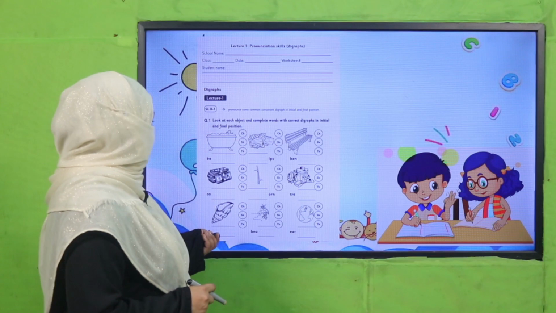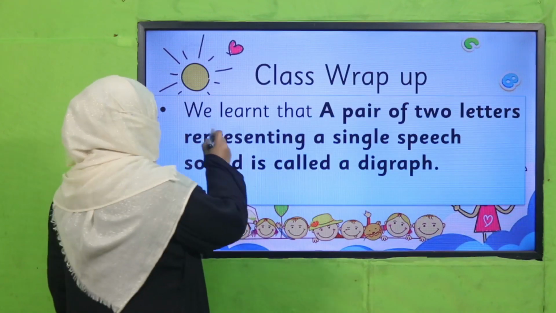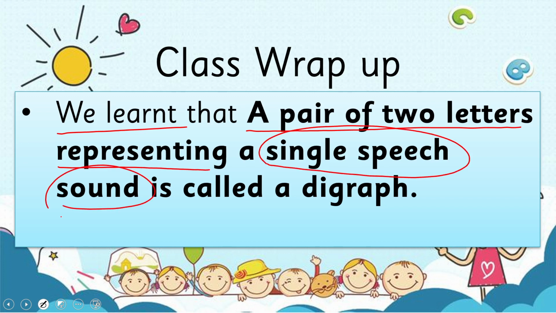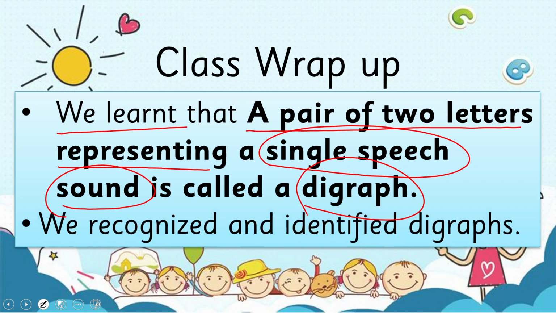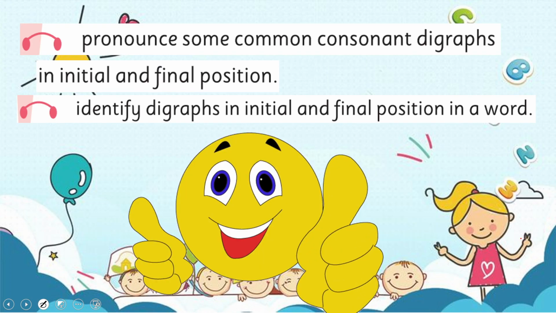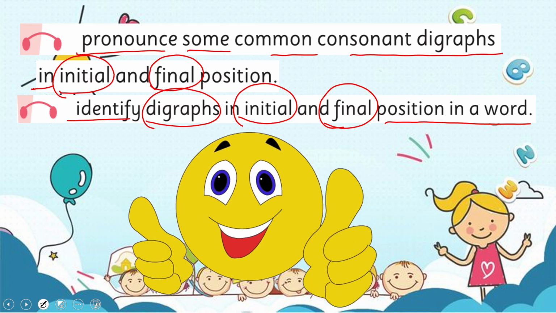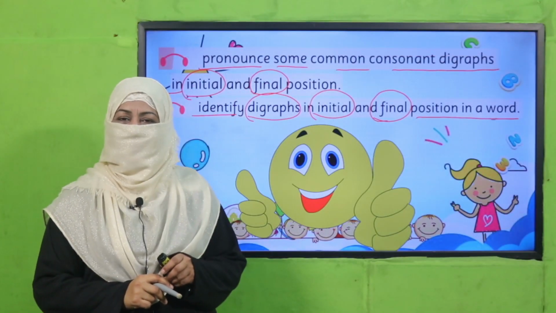So what we have learned today, we learned that a pair of 2 letters representing a single speech sound is called a digraph. And we recognized and identified digraphs as well. So we achieved our SLOs to pronounce some common consonant digraphs in initial and final position, and identify digraphs in initial and final position in a word. Are we done with it? Yes. So that's it for today.